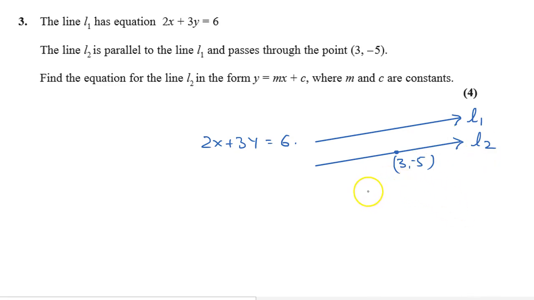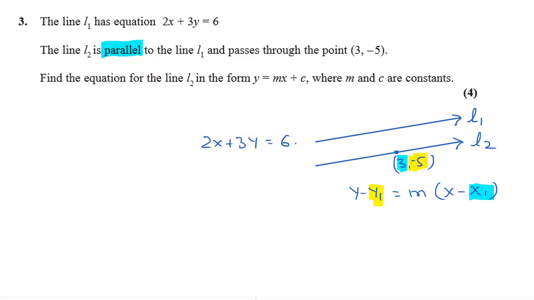So the formula for the equation of L2 is y minus y1 is equal to slope m times x minus x1. Now we have y1 is -5, x1 is 3, but what about m? It's saying these lines are parallel, so the slope of L1 is equal to the slope of L2. So what is the slope of L1?